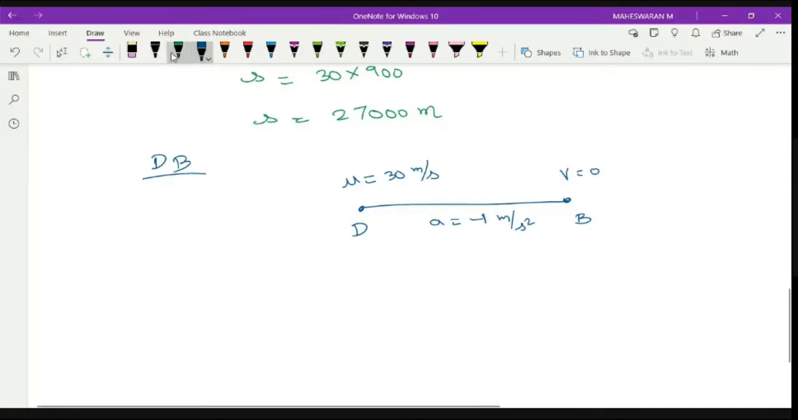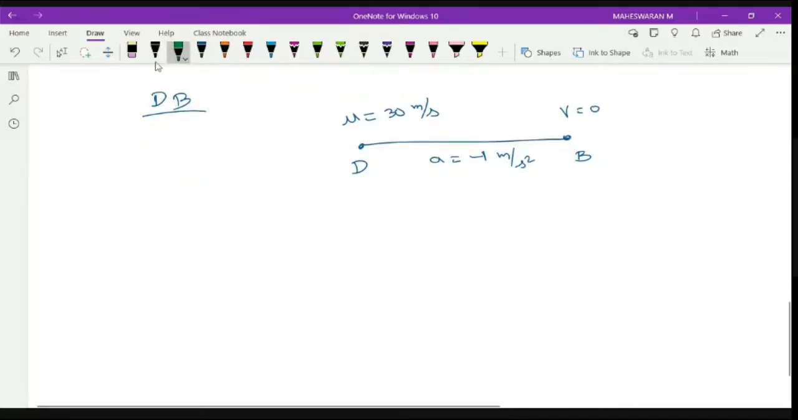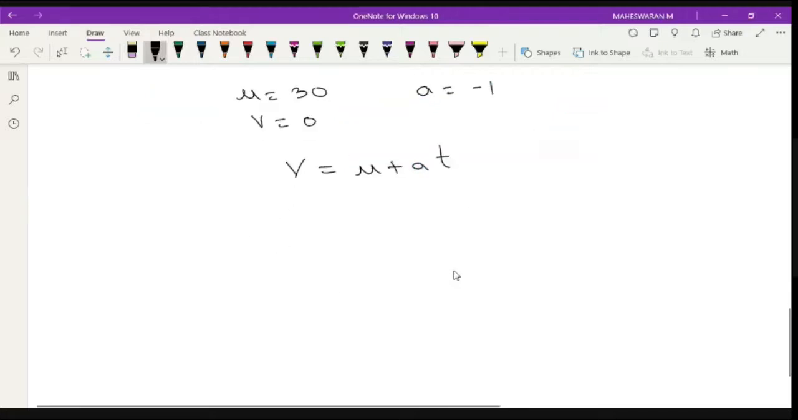So let us identify the S value and T value. U is given 30, V is given 0, and A is given, which is minus 1. We use V is equal to U plus AT. So 0 is equal to 30 minus T, which means T is equal to 30 seconds. So we identified the time taken.